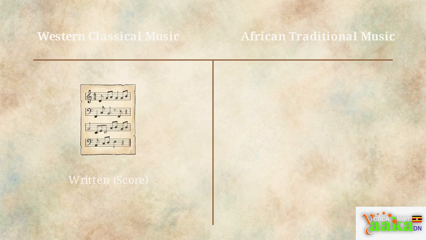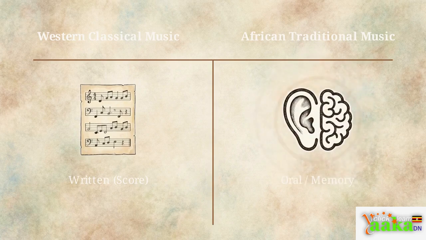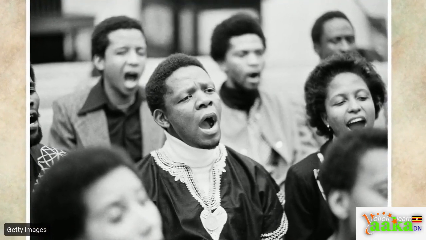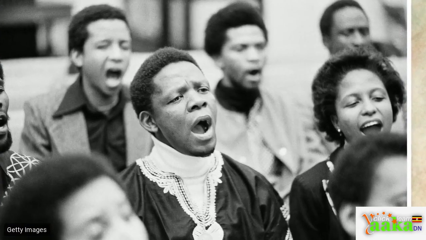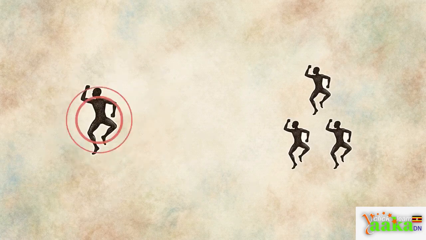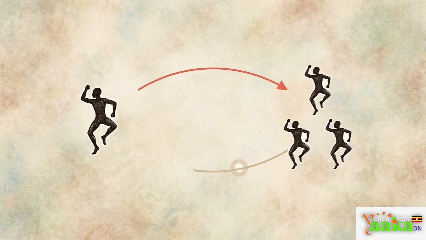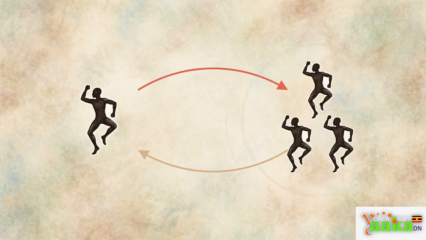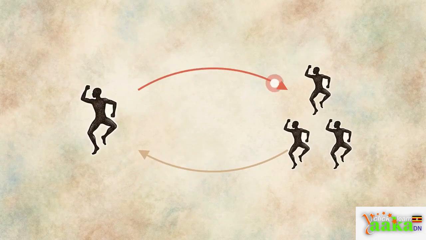While Western music is preserved through written scores, African music is an oral tradition, passed down and maintained through memory. To manage this oral tradition across a group, performers use the call and response technique. Call and response acts as a conversational loop. A lead singer issues a musical call, which demands an immediate, synchronized response from the chorus.